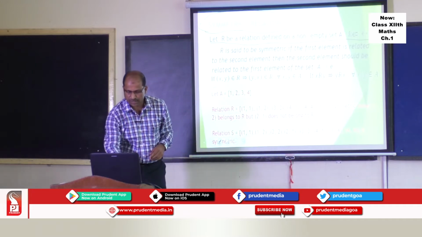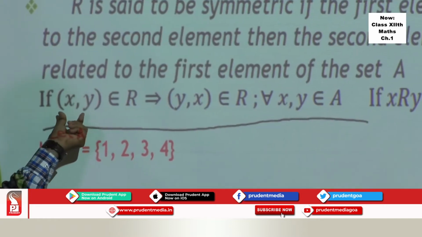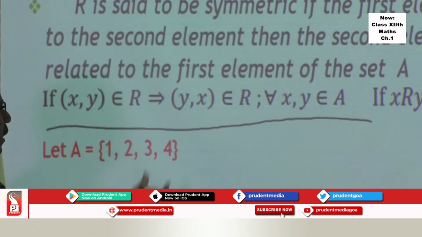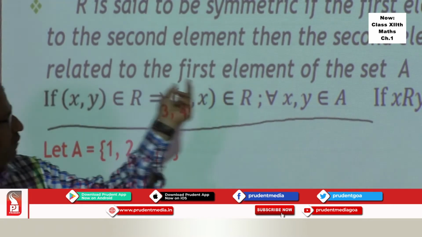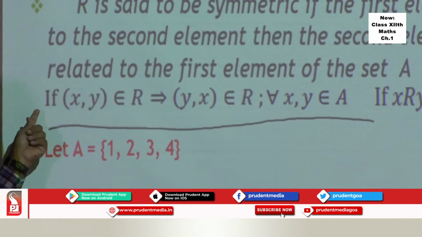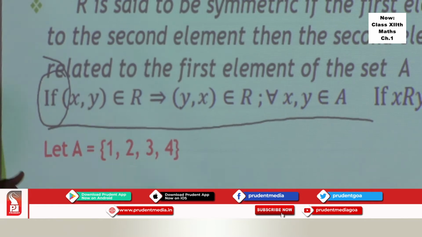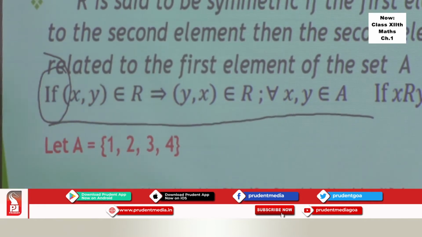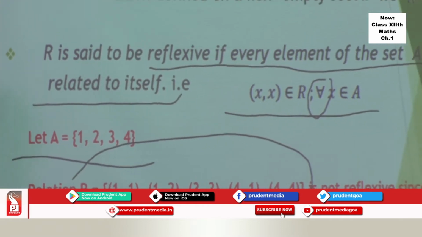It's clearly mentioned here, if (X,Y) belongs to the relation R, then (Y,X) should belong to the relation. R stands for relation. Whenever this happens, this is conditional. This is an "if". If (1,2) belongs to the relation, then (2,1) belongs to the relation. If (1,2) doesn't belong to the relation, we are not looking out for (2,1). So that is conditional. Whereas the previous one, reflexive relation, was not conditional.